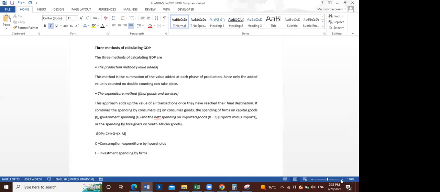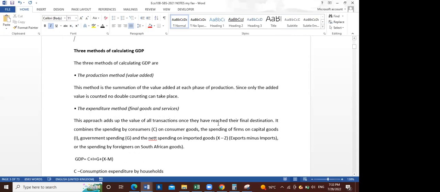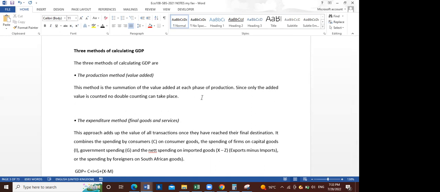So with the production method or the value-added method, GDP is measured as a summation of the value that has been added at each phase of the production process. All right, so we understand that when production takes place, it doesn't take place in one go, but it is a process. You take raw materials from the factory or from the ground. You convert those raw materials into work in progress.